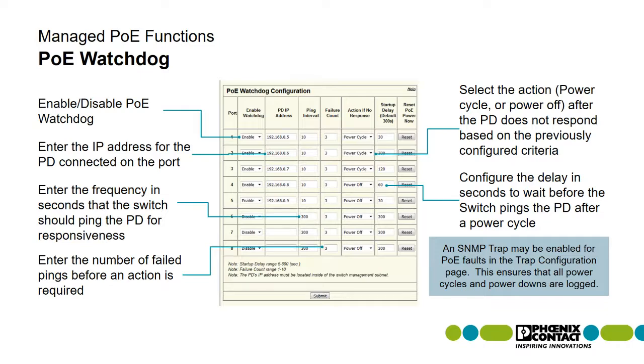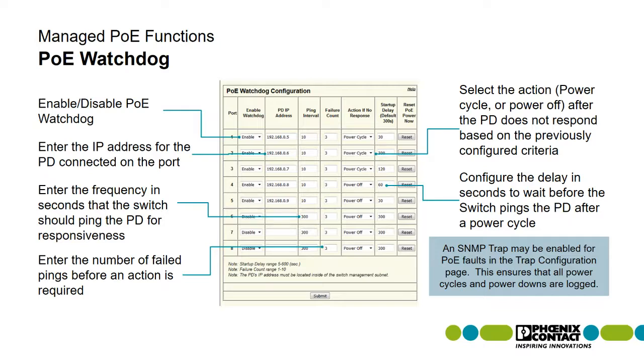Then on the right-hand side of the screen, you select the action that's going to happen if all that criteria is met. You may want to power cycle the device, or in some instances, you may want to just power off the device if it's not responding. Additionally, you can have an SNMP trap, or an unsolicited message from the switch, enabled to send a message to a monitoring station that there's been an issue.